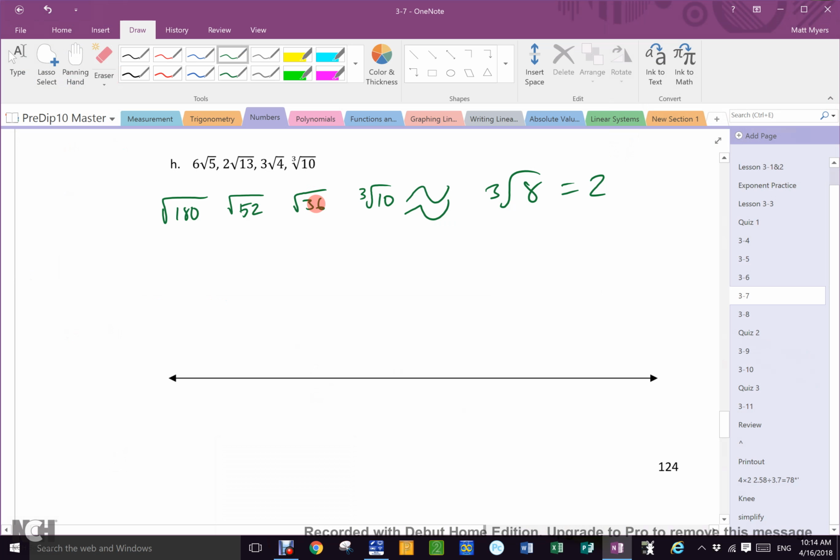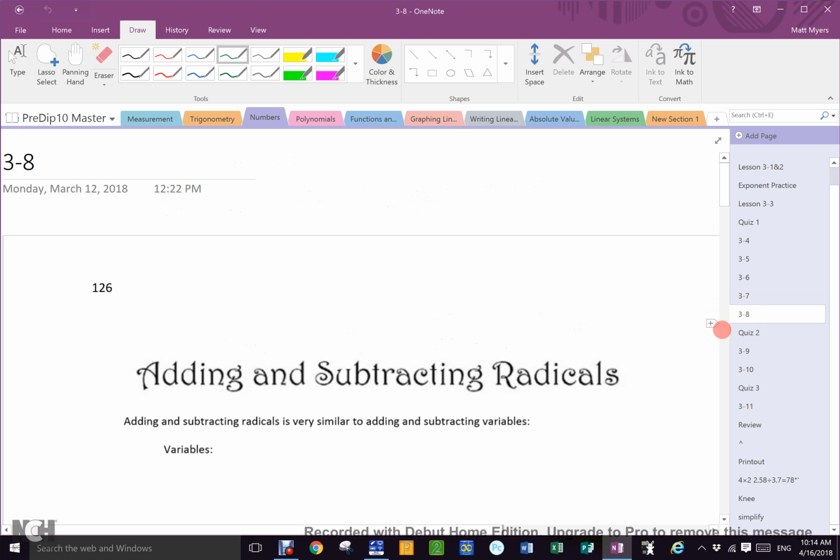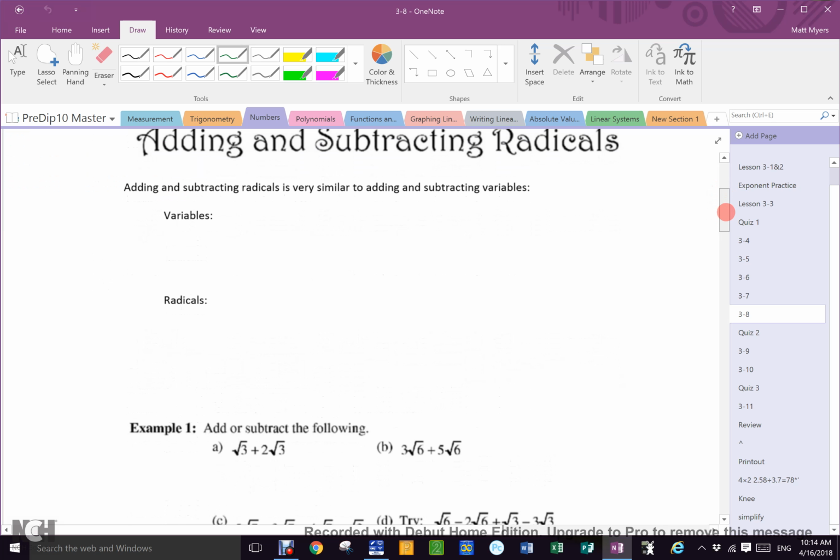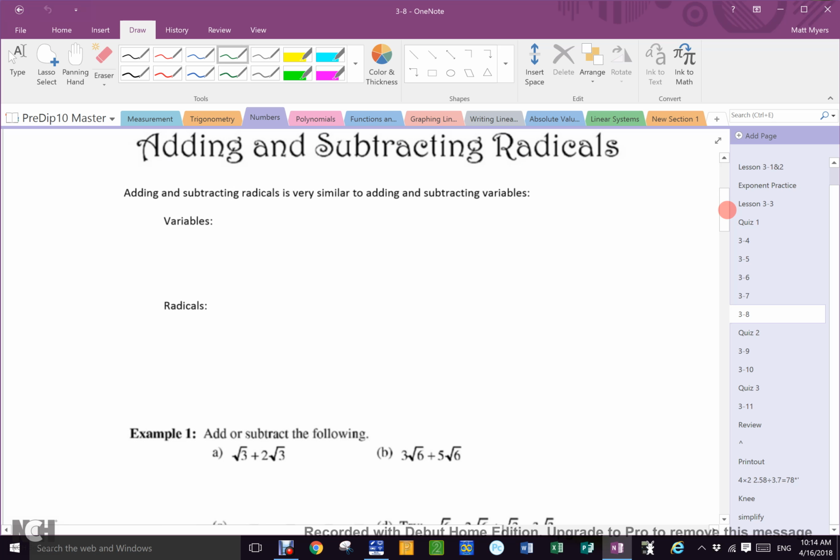That I know is 6. That I know is a little bit more than 7. So I know that's the littlest one. Cube root 10, root 36, root 52, root 180. Good. Great. Turn to page 126, if you would be so kind.